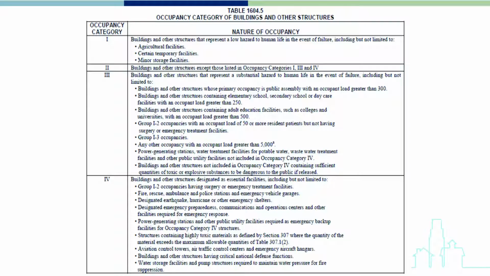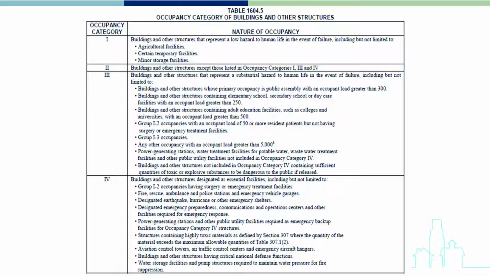As noted on the previous slide, Category 1 is the lowest tier and includes agricultural facilities and minor storage. Category 2 includes buildings that are not in Category 1, 3, or 4. Category 3 is one of the critical categories and includes public buildings, schools, daycare facilities, power generating stations, water treatment facilities, and wastewater treatment facilities. It comprises the largest category within the FEMA characterizations. Category 4, the most critical tier, includes hospitals, fire, rescue, ambulance, police stations, designated emergency communications centers, and structures containing highly toxic chemicals.